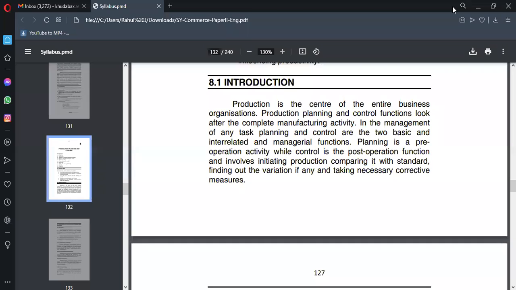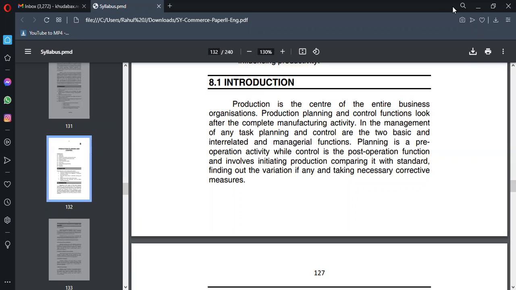So production is the center of the entire business organization. Production planning and control is a very, very important function for each and every organization. Because why are we starting up a business? We are starting up a business to sell goods and services. When we say goods or when we say service, both things need to be produced, isn't it?